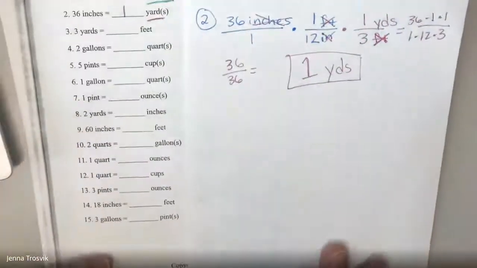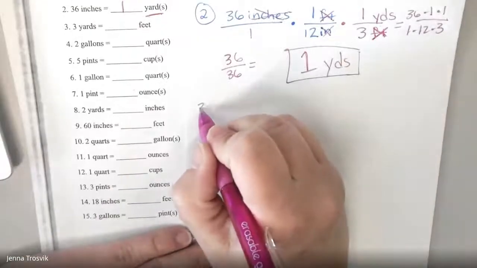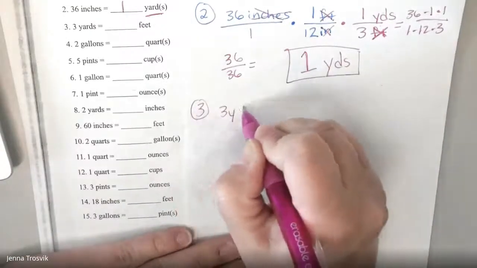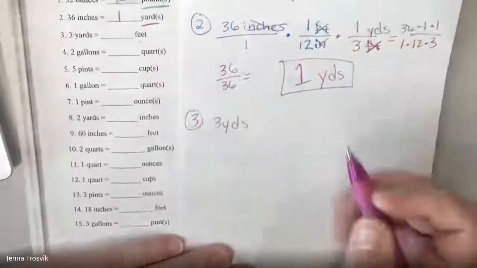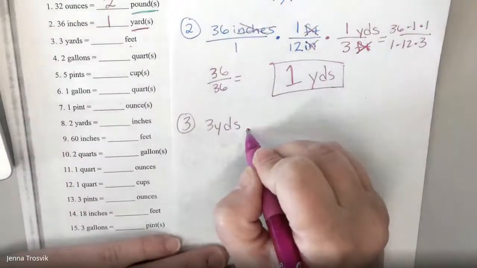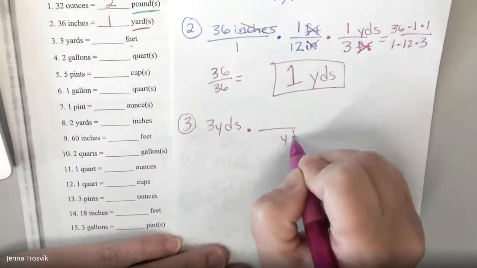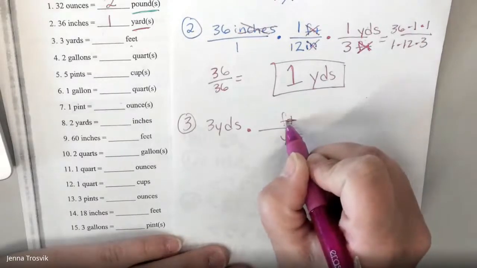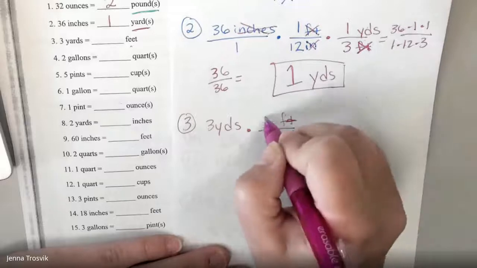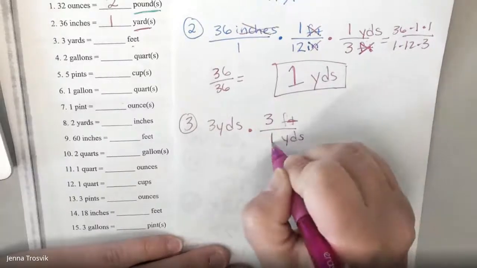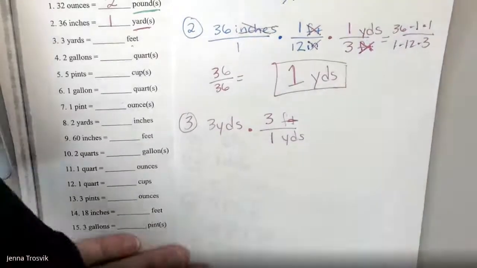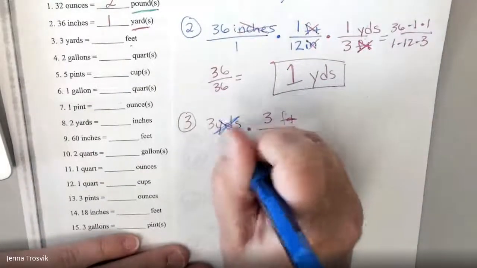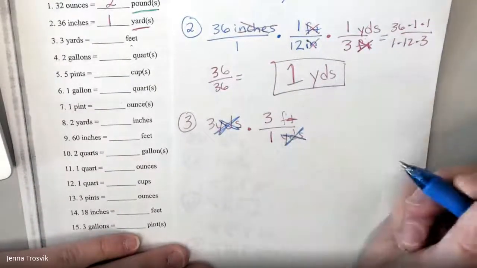All right, number 3, we have 3 yards that we are trying to turn into feet. So we need to get rid of the label yards. So I'm going to put yards on the bottom, and I want to get feet. And I know that I can convert feet to yards. So you just have to know that there are 3 feet in 1 yard. Now, based off of that, yards will cancel. I have yards on top, yards on the bottom.